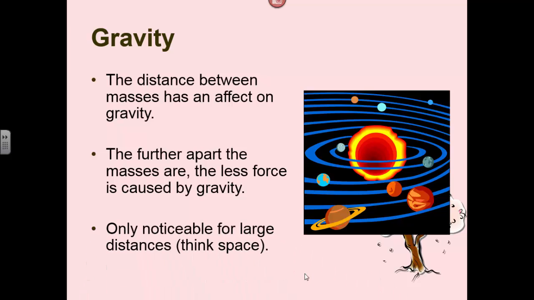But this is really only noticeable for very large distances. We're talking about things in outer space, like planets, stars, galaxies. You don't really notice the distance having an effect on gravity here on Earth. If you went up to a really tall mountain or got really high up in a plane, you might be able to tell a little bit of difference if you had a sensitive enough piece of equipment to measure it. But for the most part, we don't notice a difference in gravity here on Earth just with small objects. It's really only for larger, much further apart objects like planets and stars and galaxies.